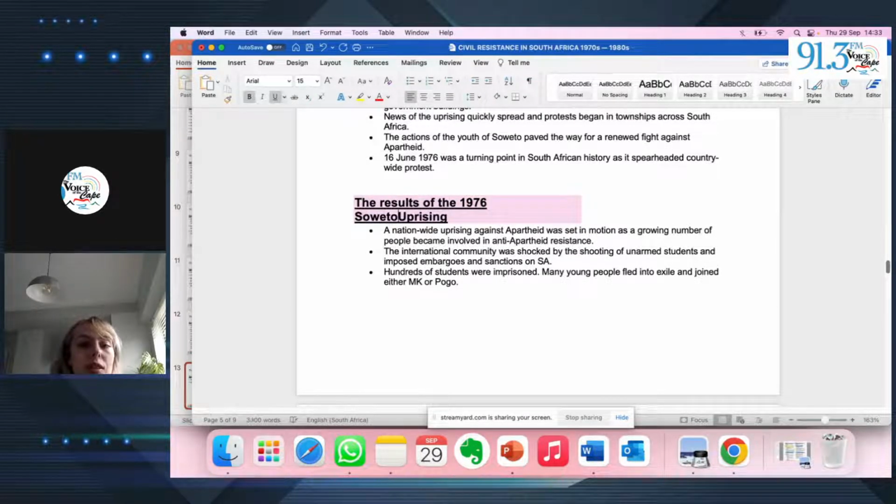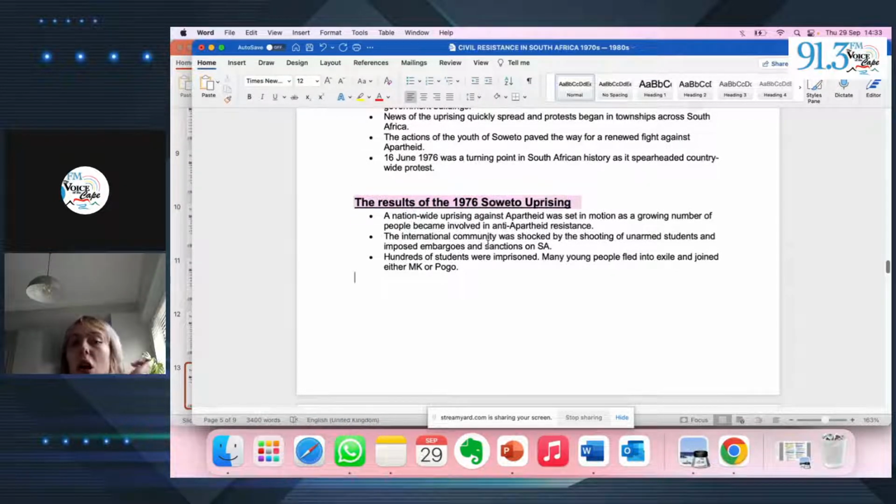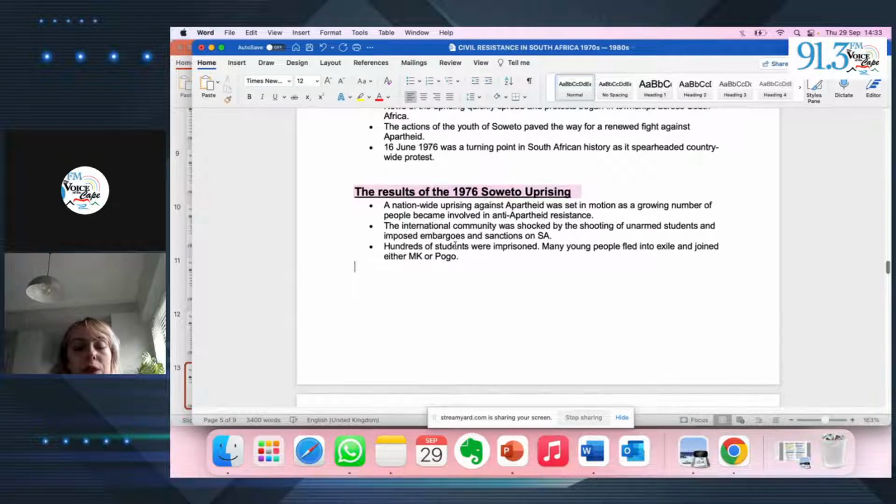Okay, then the results of the 1976 Soweto Uprising. What's important to note is that it resulted in a lot of young people leaving the country and joining MK or POCO. A nationwide uprising against apartheid was set in motion as a growing number of people became involved in anti-apartheid resistance, and the international community was shocked by the shooting of unarmed students and thus imposed sanctions and embargoes on South Africa. Hundreds of students were imprisoned, and many young people fled into exile and joined either MK or POCO.